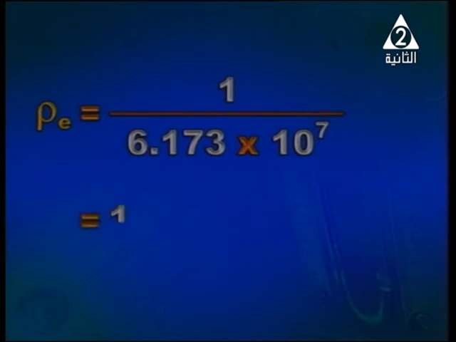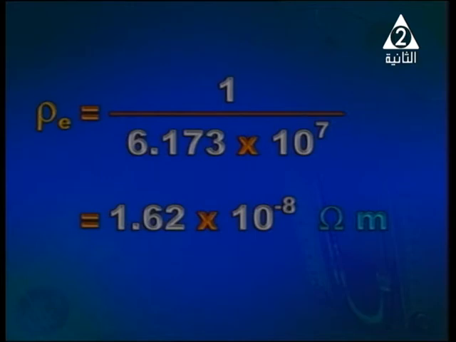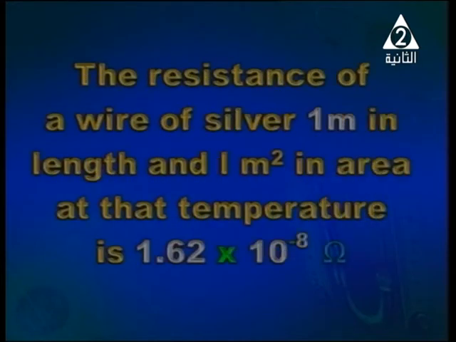It is 1.62 times 10 power negative 8 ohm meter. And now we can say the resistance of a wire of silver 1 meter in length, 1 meter squared in cross-sectional area at that mentioned temperature is equal to 1.62 times 10 power negative 8 ohm. We've got a question here.